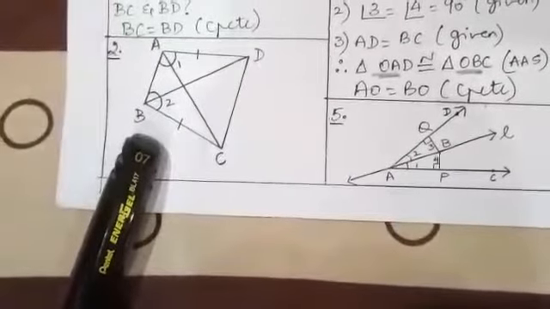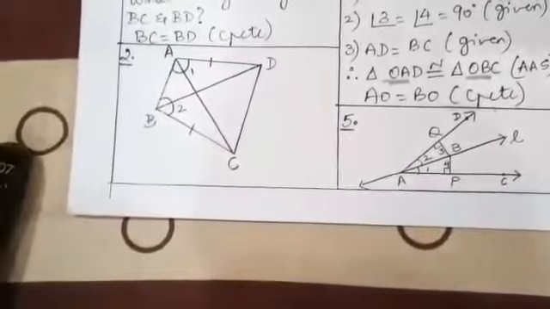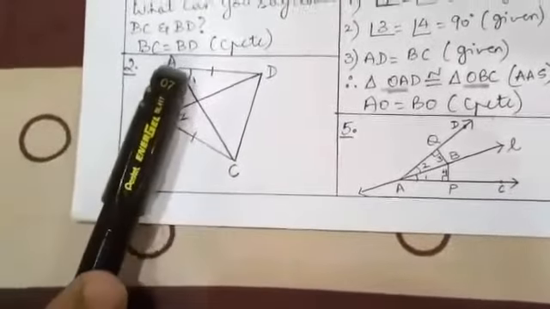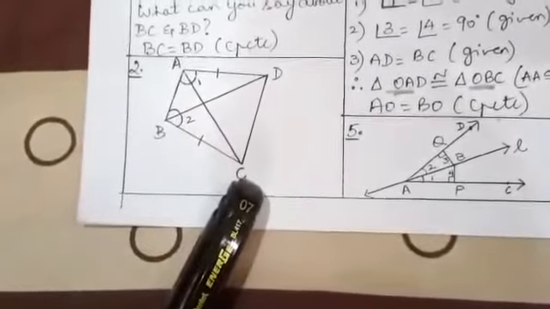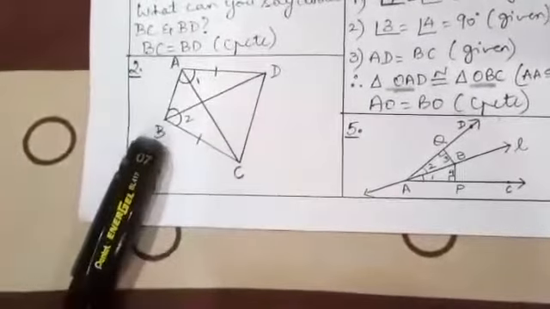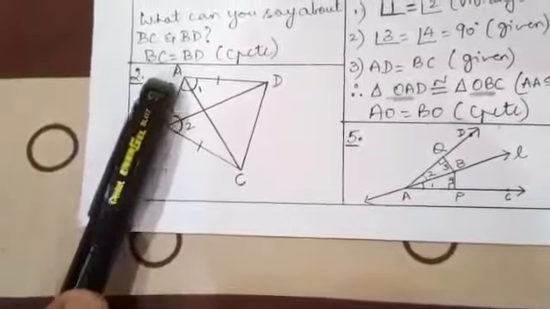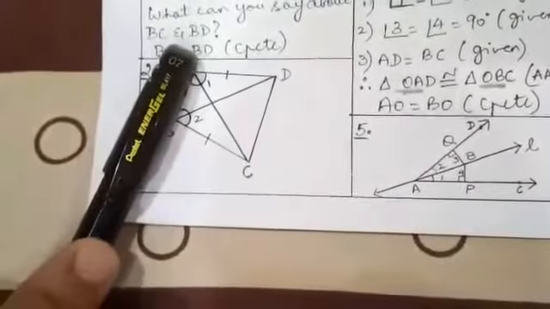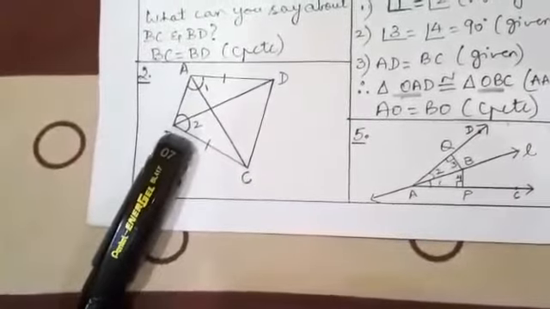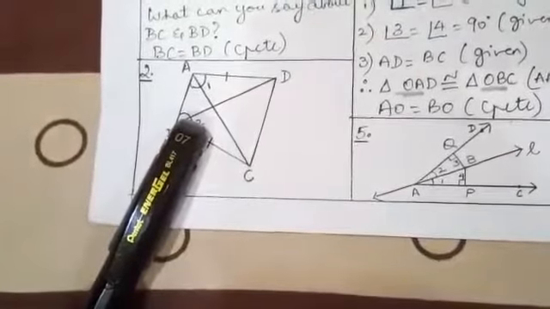So here we have a quadrilateral ABCD. It's given that AD equals BC. Also angle DAB, which I have marked angle 1, is equal to angle CBA, which I have marked angle 2. So angle 1 is equal to angle 2 is also given to us.